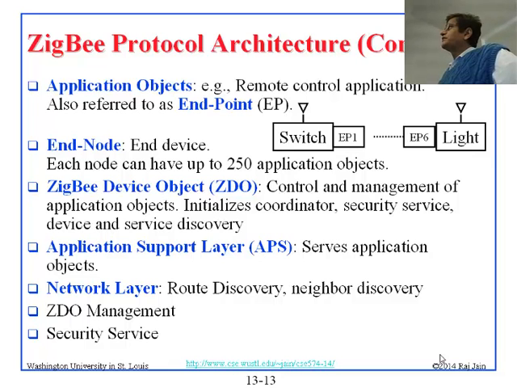And so if you have this remote control switch controlling the light, you are going from endpoint 1 to endpoint 6 on this node. And then there is a management object which is called ZDO, the ZigBee device object, and that basically does most of the things which are required for security, etcetera. And then the application support layer, and the network layer and other things we'll discuss in a minute. But the application support layer, as I said, is the transport layer, and the network layer is the routing layer.